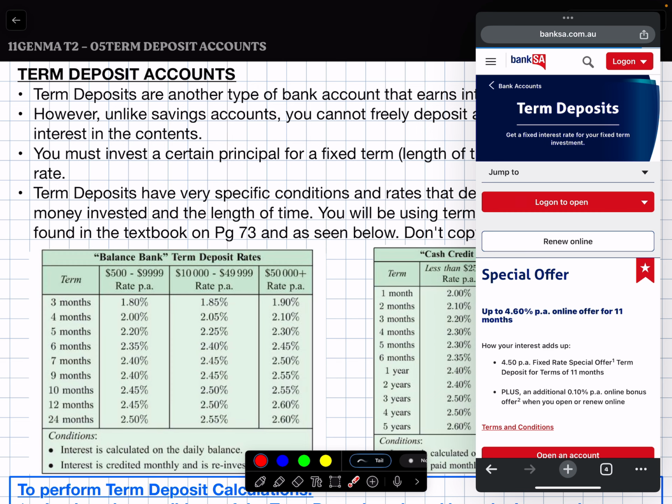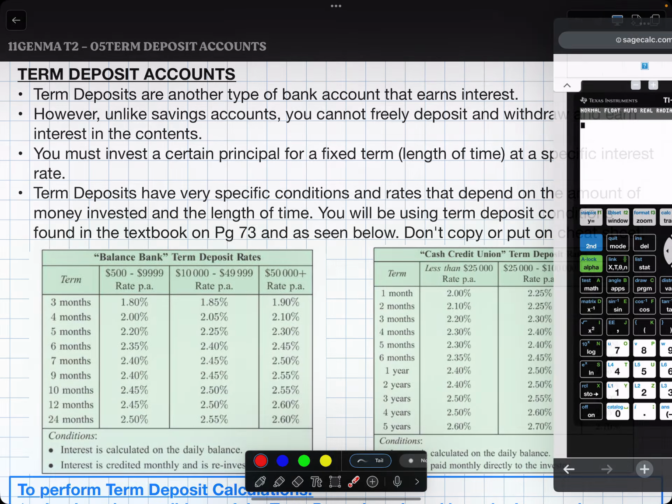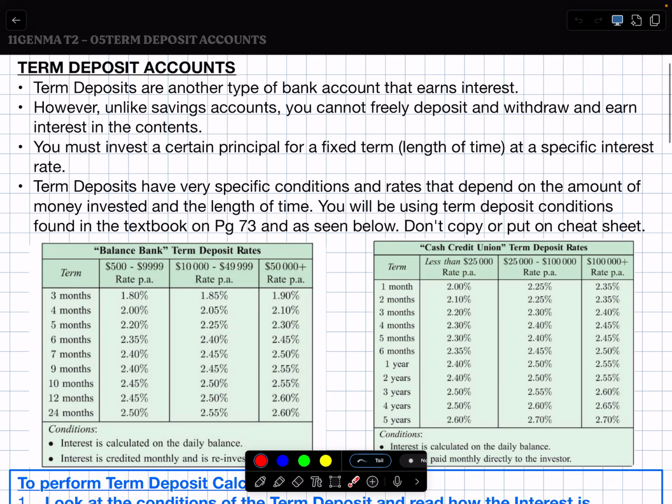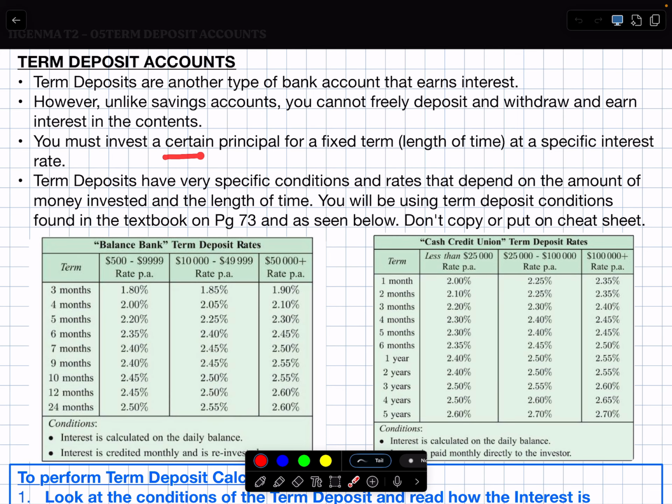Because a term deposit, when we get to the notes, unlike a savings account, you cannot freely deposit and withdraw and earn interest on the contents. That's what a savings account is. It's sitting there, you're depositing money into it, you withdraw to buy KFC or some crap like that. But any money that's in there, you get paid interest. With a term deposit, you must invest a certain principal for a fixed term and you completely leave it alone.